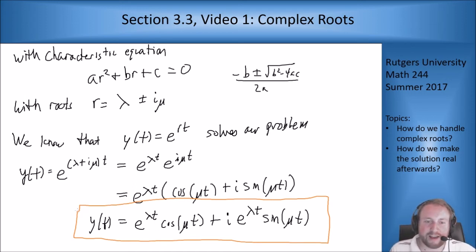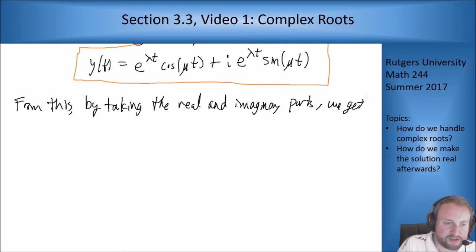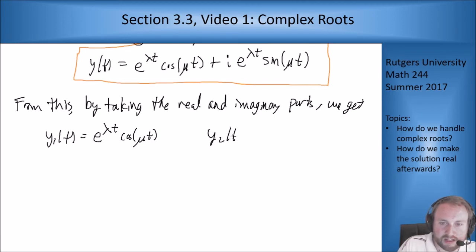So we need to use our second fact where we can split into the real and imaginary parts and get those as both solutions. What that second statement tells us is that I can actually get two solutions out of this one thing I just derived. So from this, by taking the real and imaginary parts, we get a solution y1 of t equals e to the lambda t cosine of mu t, and we get a solution y2 of t equals e to the lambda t sine of mu t.